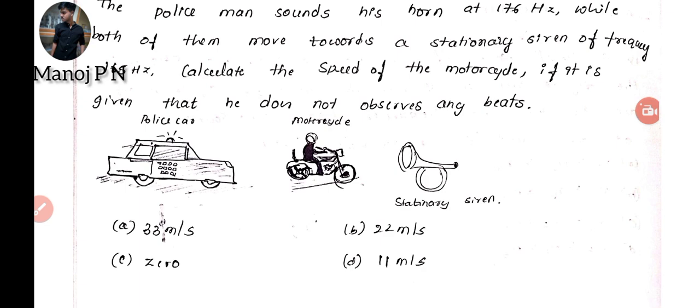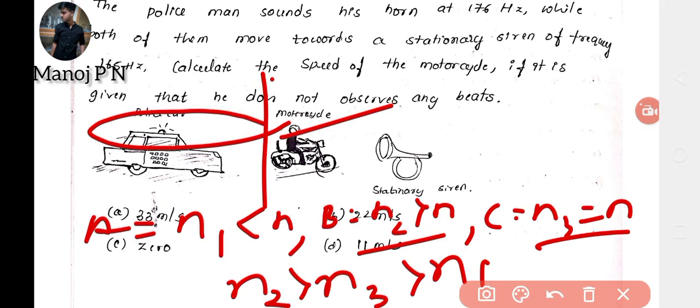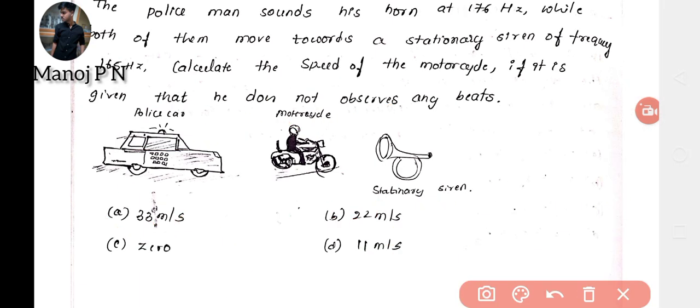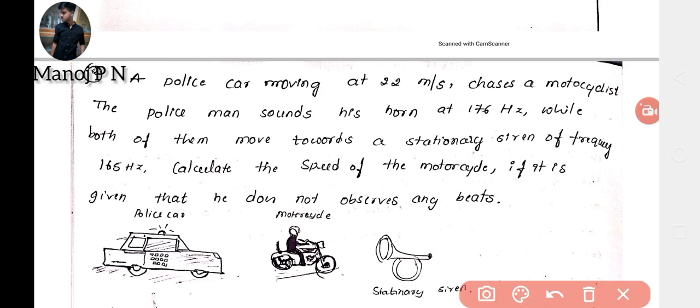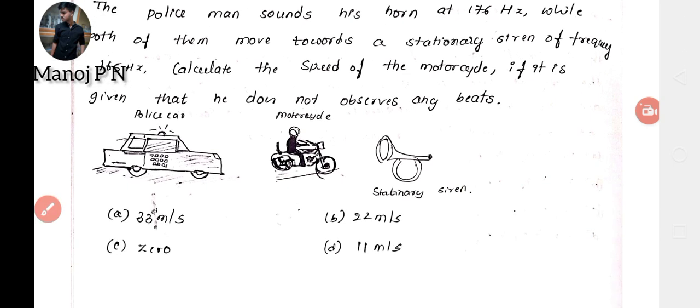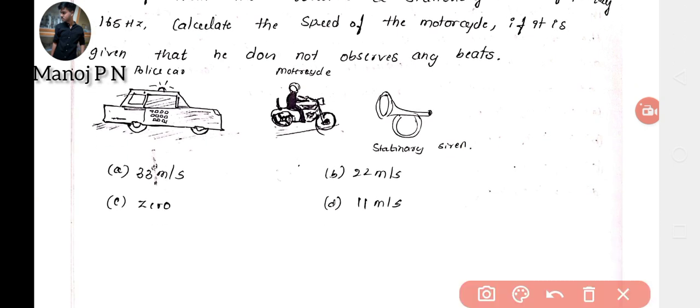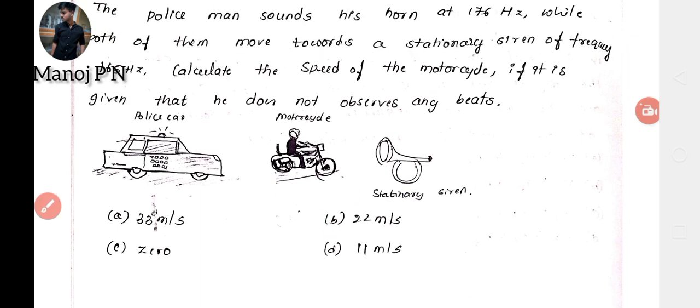I'll tell you both the conventional method and the cheat trick for this. They have clearly mentioned that he does not observe any beats. If he does not observe any beats, whatever the given speed is, that will be the answer. So we can mark B as the answer directly. If we observed any beat, it would vary.